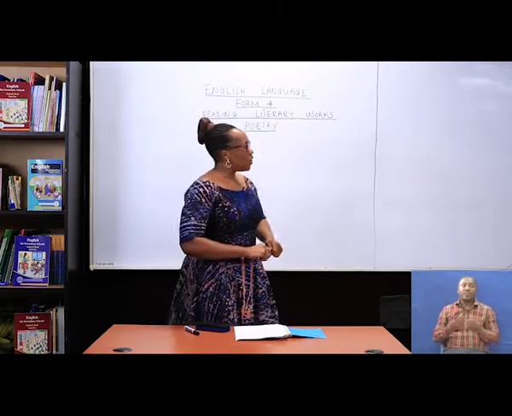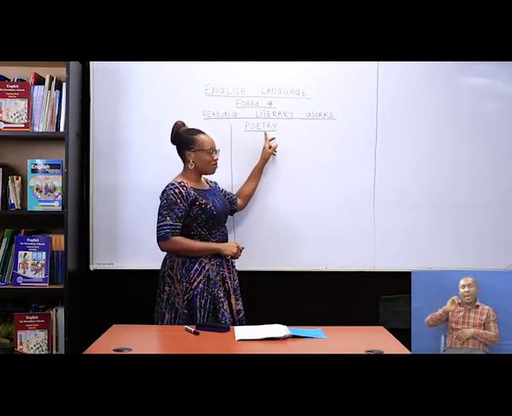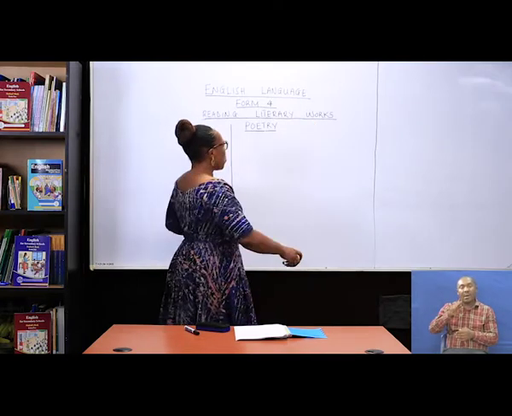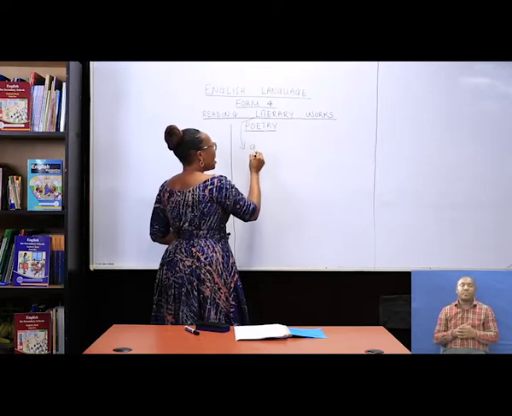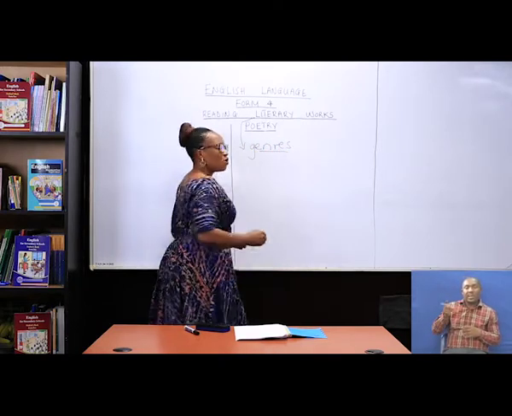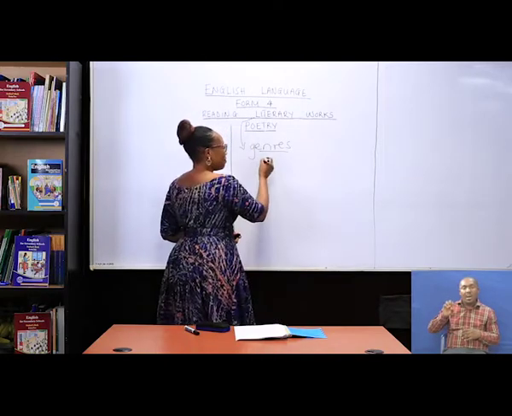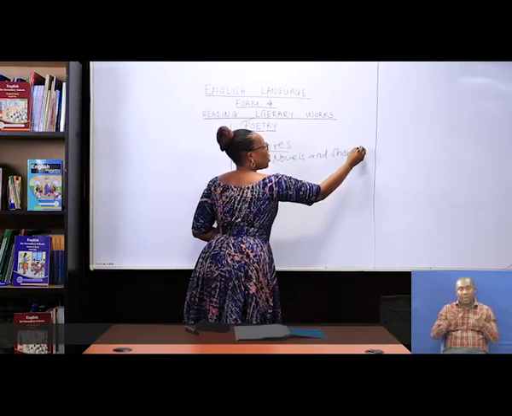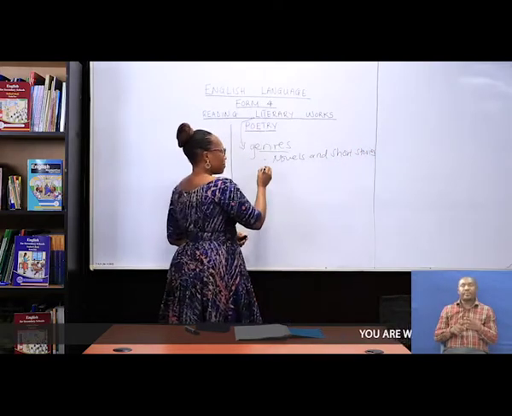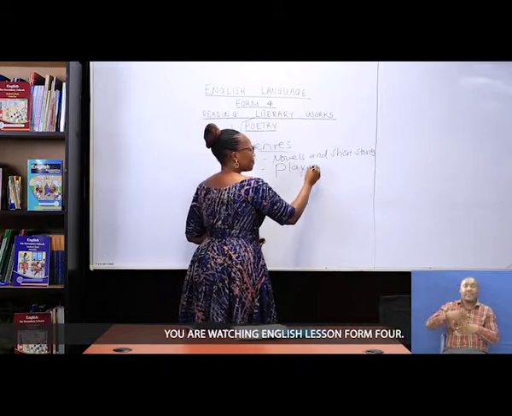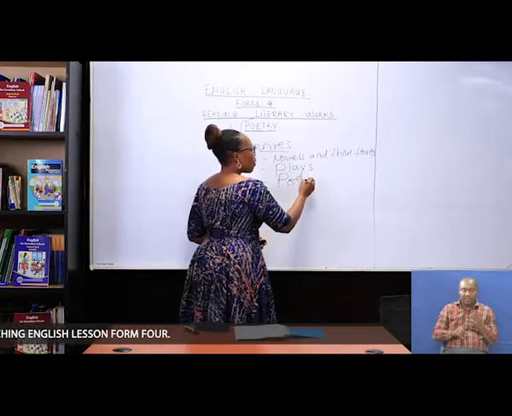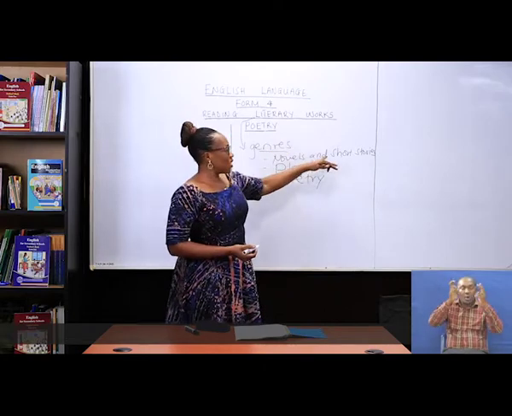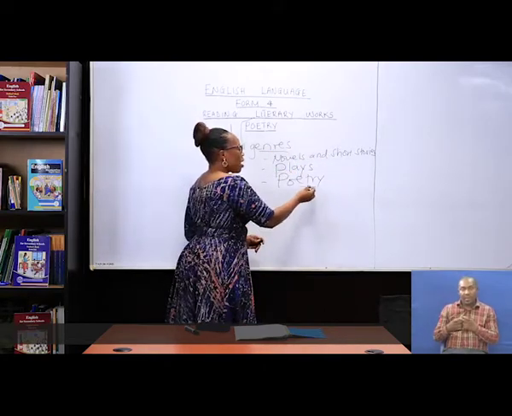When you look at the word poetry, poetry is also a form of literary work. But these literary works, we call them genres. We call them genres. And these are novels and short stories. Another one is plays. And this one is poetry. So in your course, you're going to go through novels and short stories, plays, but today we'll deal with poetry.